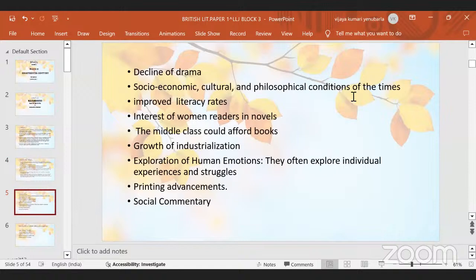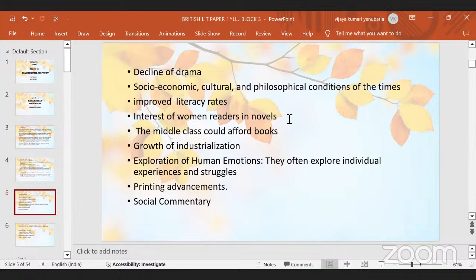They're moving from place to place. They're learning many things, scientific advancements, socioeconomics. So people are becoming rich. Middle class is growing rapidly. And these are the conditions which gave the importance to the novel. Improved literacy rates. Obviously, people are rich. Industrialization came, printing technology. So obviously, there is a growth in the literacy rate.